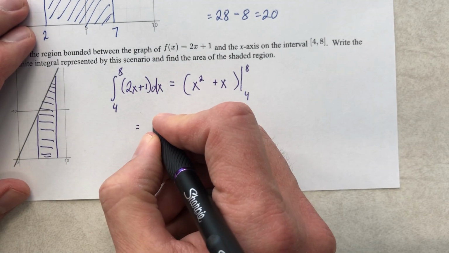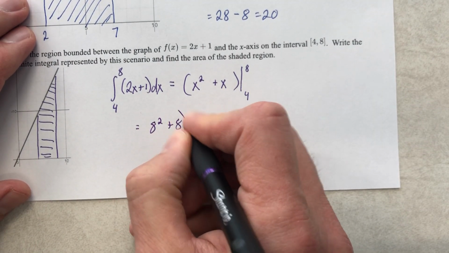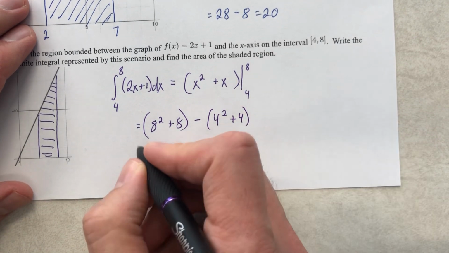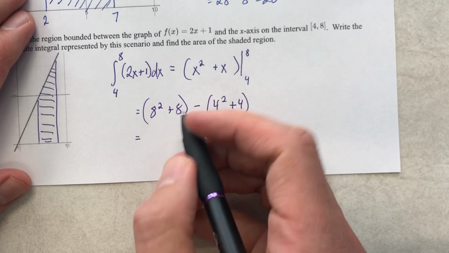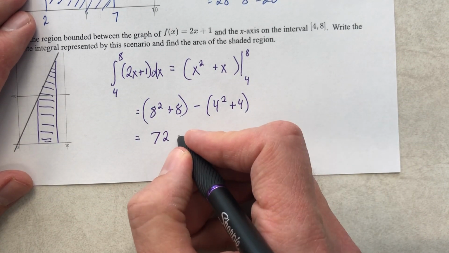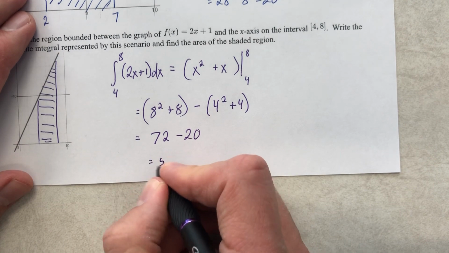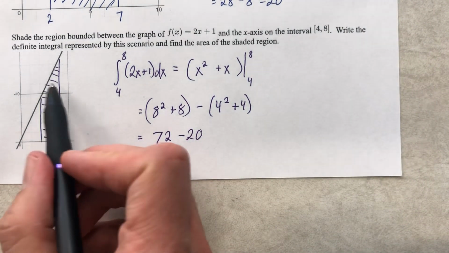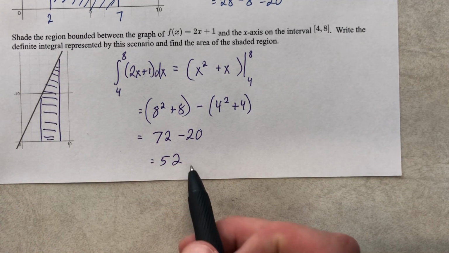So let's plug in an 8. There's that. We're going to plug in a 4, and then we're going to subtract them. So 64 plus 8, 72. 16 plus 4 is 20. Final answer is 52. If, and I'm not going to, but if we found that exact same area using a trapezoid, we'd get 52.